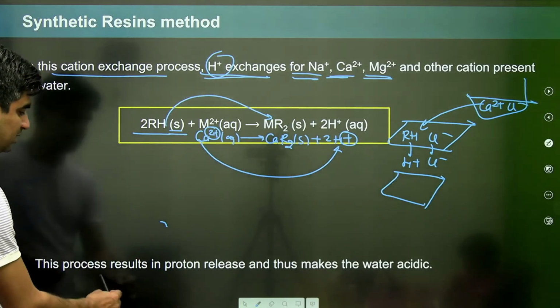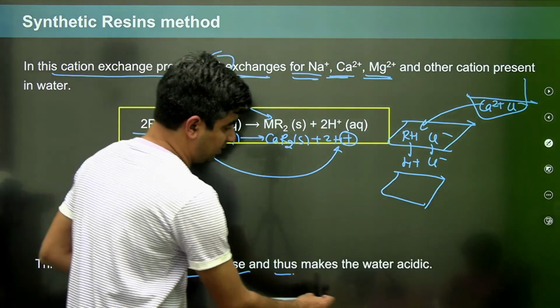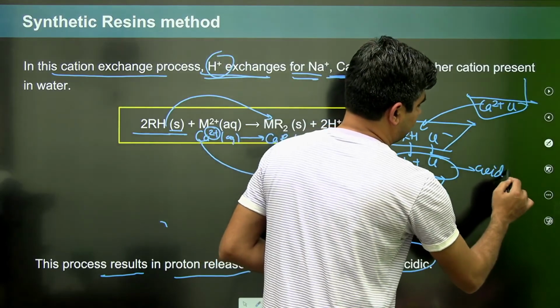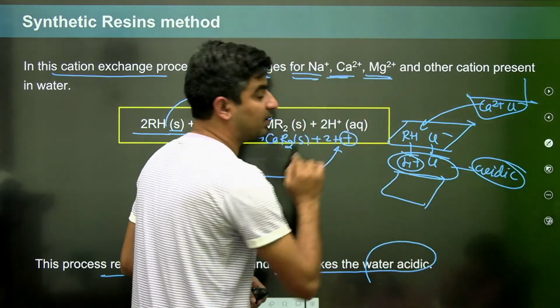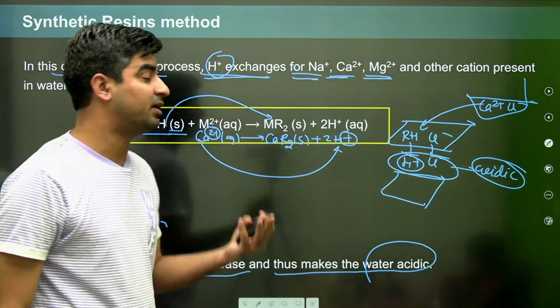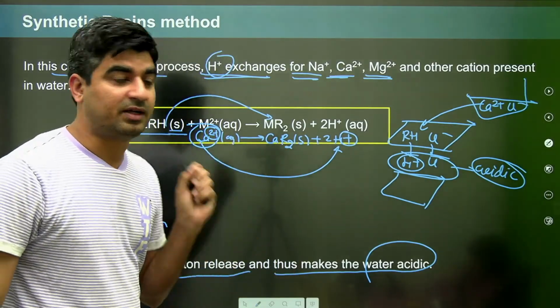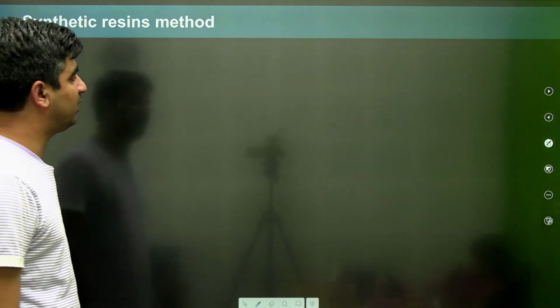So this process results in proton release and thus makes the water acidic. So this water will be acidic. क्यों? क्योंकि इसमें H plus आ गया है. किसकी जगह H plus आया है? In place of a cation. In place of a cation we are getting H plus. So now what will happen?